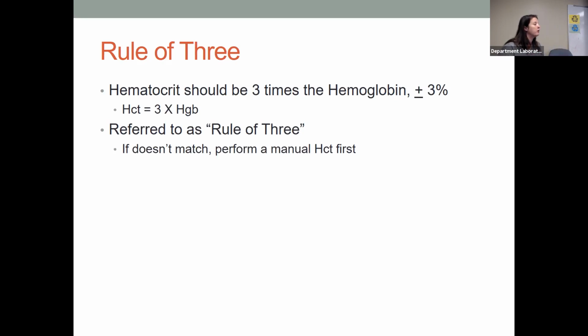If for some reason you are doing the CBC on your instrument and your rule of 3 does not follow, then that would be an instance where you would do a manual hematocrit. We want to figure out what's interfering with that sample, okay?